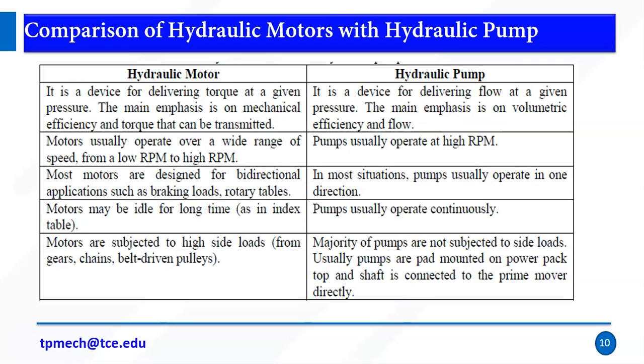in one direction. If you want to convert a unidirectional pump to bidirectional, you need to change the bearing and the timing gear so that you can convert the hydraulic pump too. It is a way to make it bidirectional, but it is a very difficult process. But the motor has its own advantages. It is used for bidirectional applications, and motors may be idle for a long time, which won't affect them. But a pump usually operates continuously.